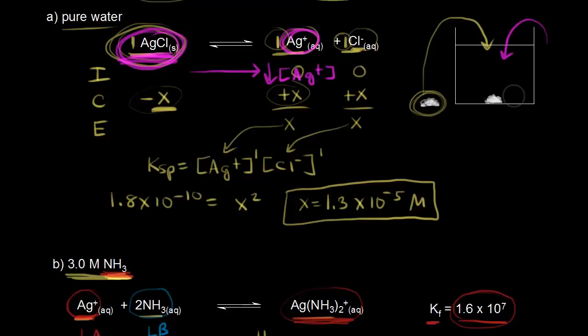So let's say we add enough ammonia solution where we get our silver chloride to dissolve here. So that's the idea. Adding our ammonia caused formation of a complex ion, which increased the solubility of our silver chloride. So we would expect an increased solubility here of our slightly soluble ionic compound, silver chloride. And next, we're going to do the calculation. We're going to find the solubility of silver chloride in our 3 molar ammonia solution.